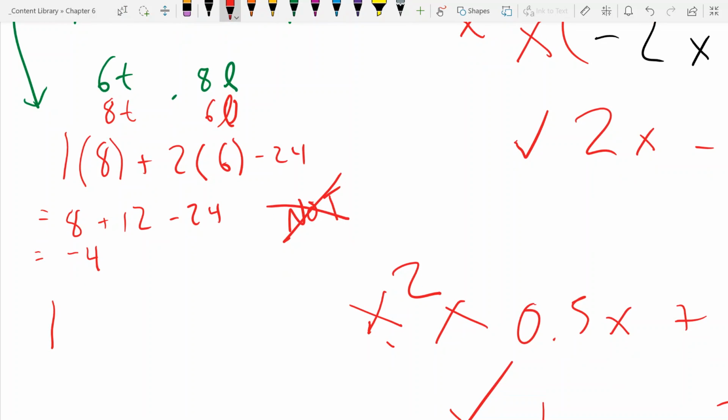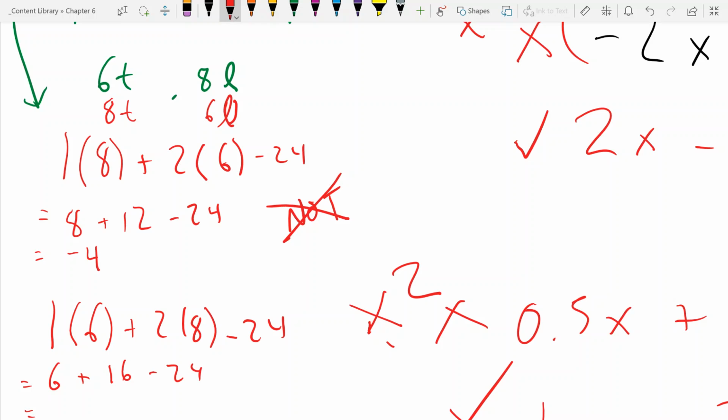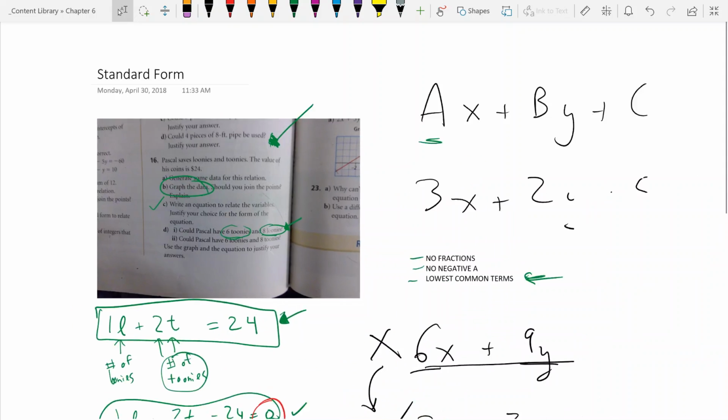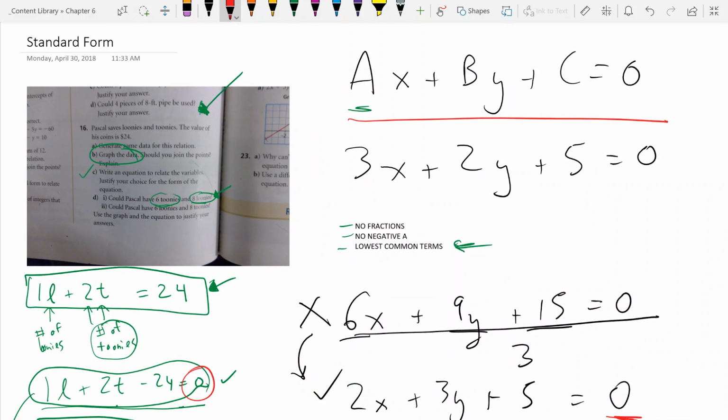So I'm going to say 1 times 6 plus 2 times 8 minus 24. So 6 plus 16 minus 24. That's 0. That works. So this is possible. This is not possible. So the main thing to take away from this is setting up standard form questions, being able to rearrange if you need to, and knowing that you can set up a question in standard form, but usually you change it to y equals mx plus b so that you can actually graph it. That's it.